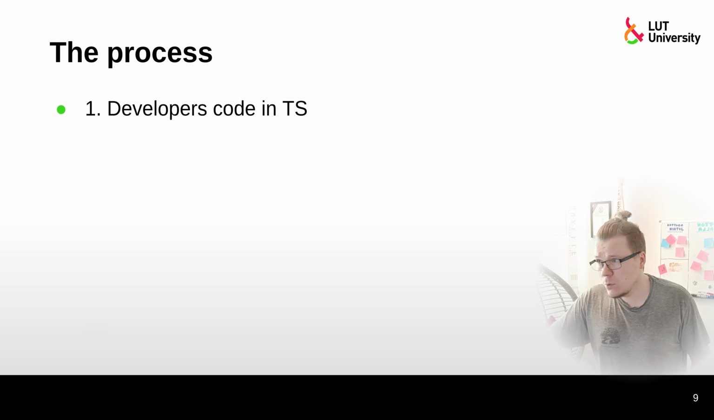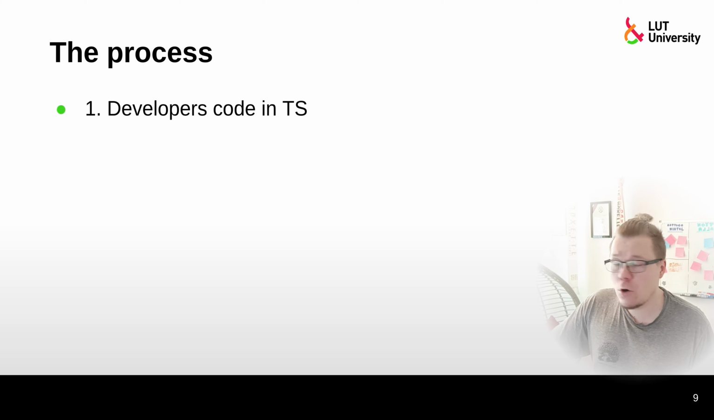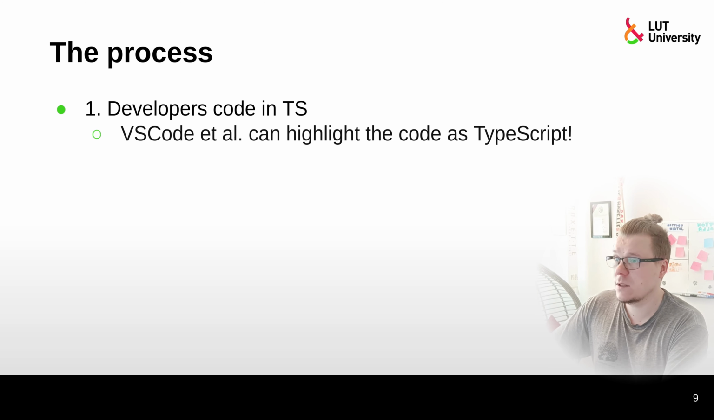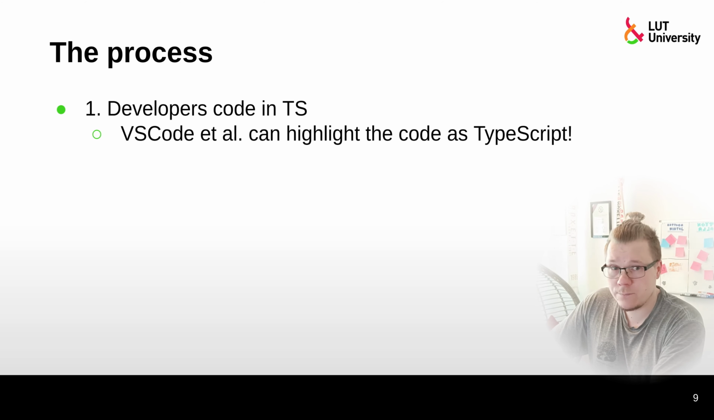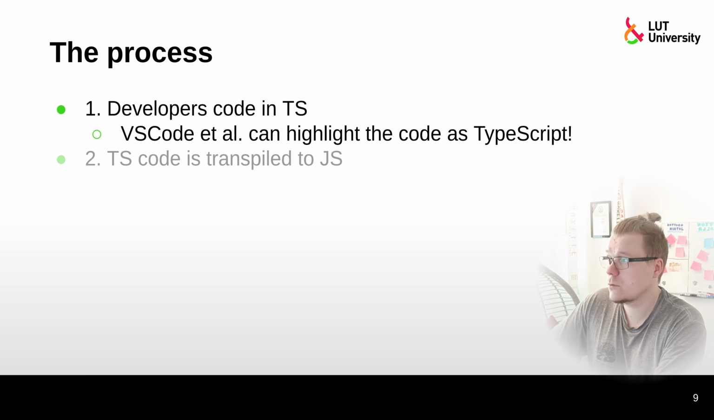And how is this process going? First, developers develop their code in TypeScript. They write the code using types in TypeScript, such as an index.ts file. Visual Studio Code and others can highlight the code as TypeScript, so they notify us that, okay, now you are using a type wrongly. This has already been set as a string type. Now you are trying to put an integer, a number there, and it's not allowed.